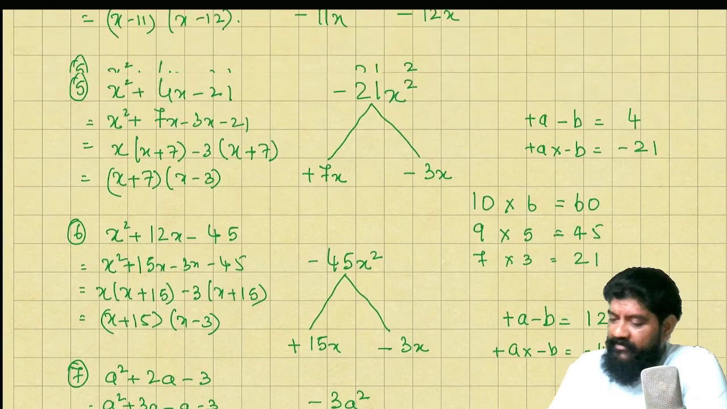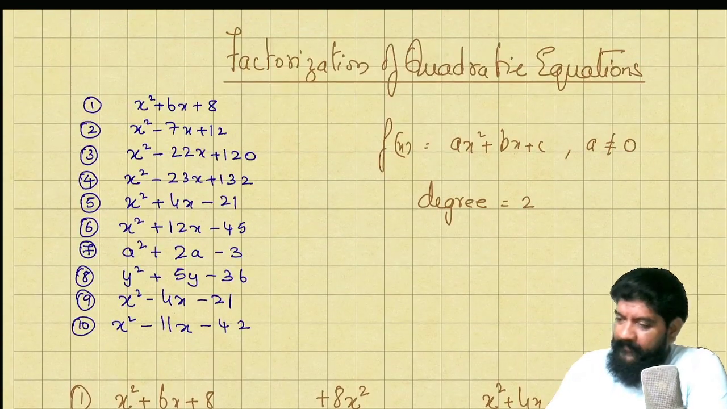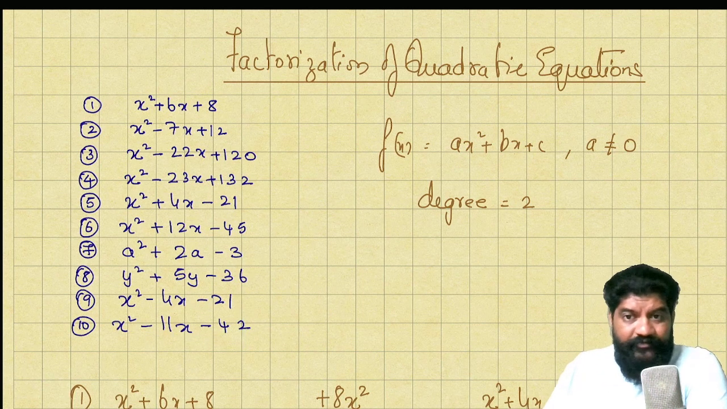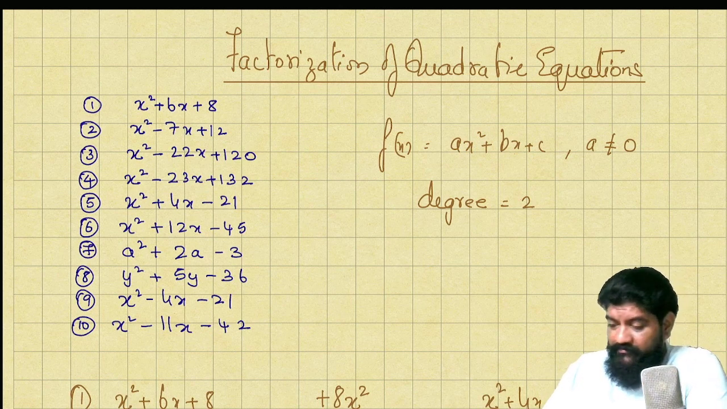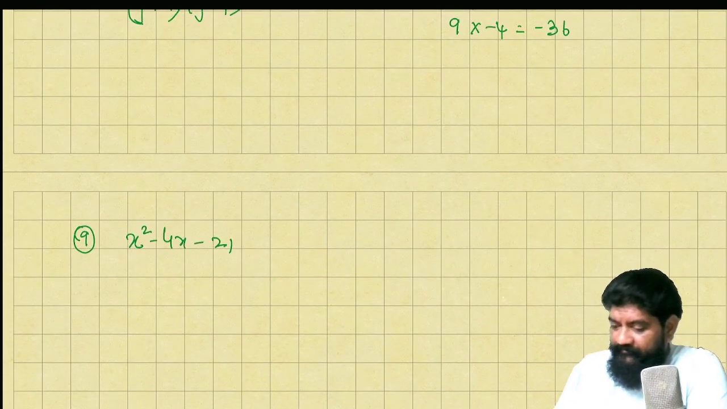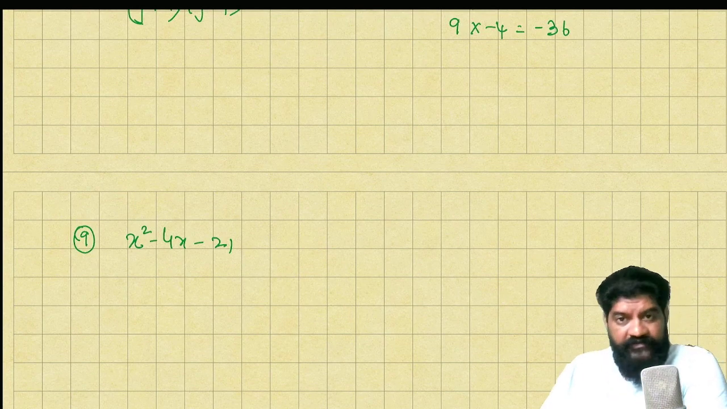Let's go back and look at this question again. You see, in the questions that we did till now, the middle term was negative, and we learned how to do it. If the middle term was positive and the last term was negative, we learned how to do it. And now we are looking at both the terms being negative. So I've chosen different types of questions and then try to explain it to you. Now we're looking at the ninth question, which is x squared minus 4x minus 21. But the process is still the same.